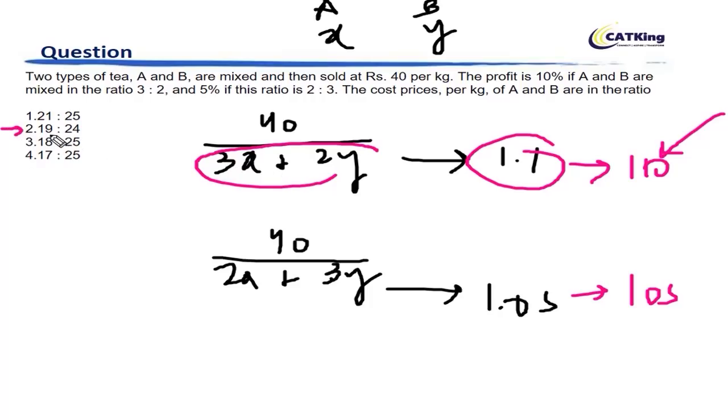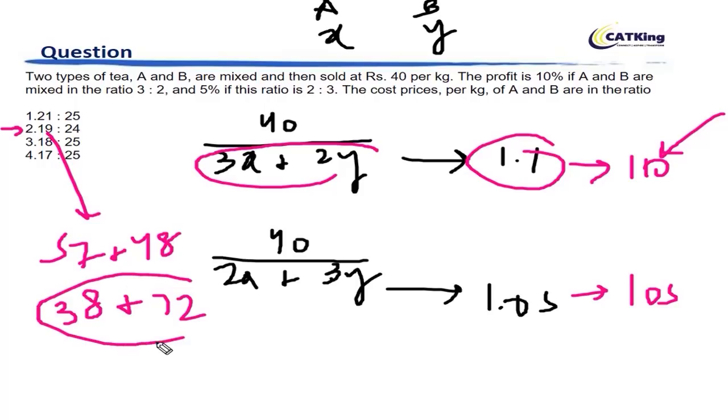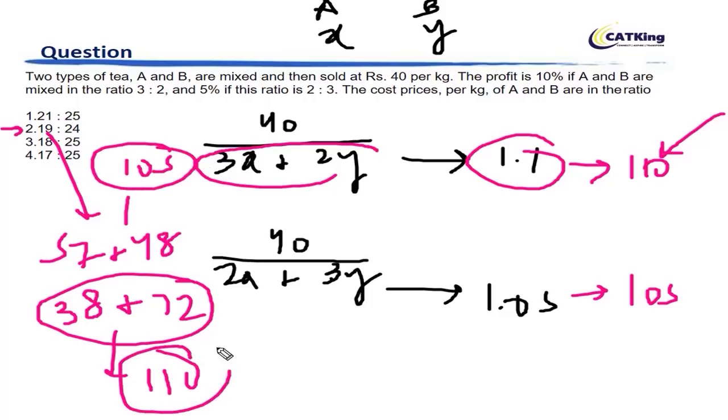How? You can see it. When you do 3 into 19, you get 57, and 2 into 24 is 48, right? And in the second case, 2 into 19 is 38 plus 3 into 24 is 72. So in this case 2x plus 3y is going to give us 5% profit. If you actually see, these numbers are coming out to be 110 and 105. So certainly this is the ratio which is going to give us the number.